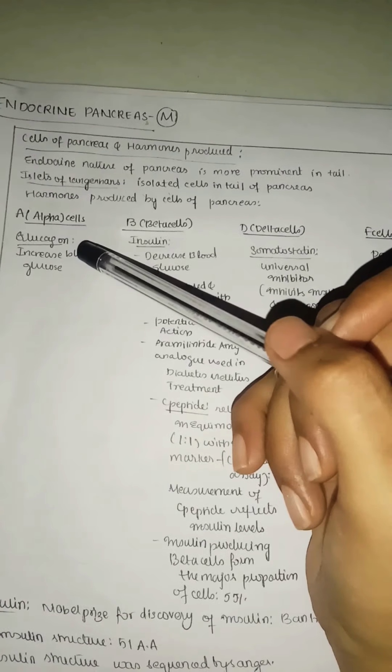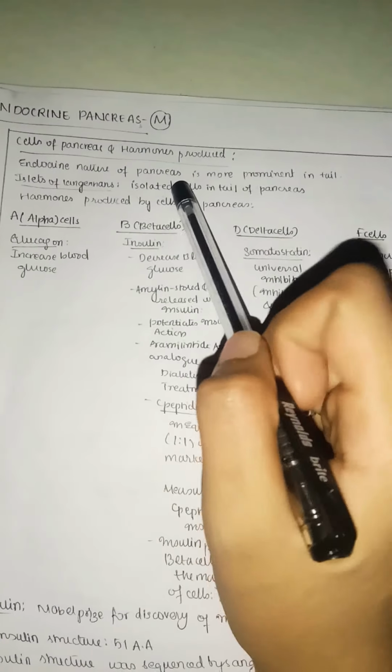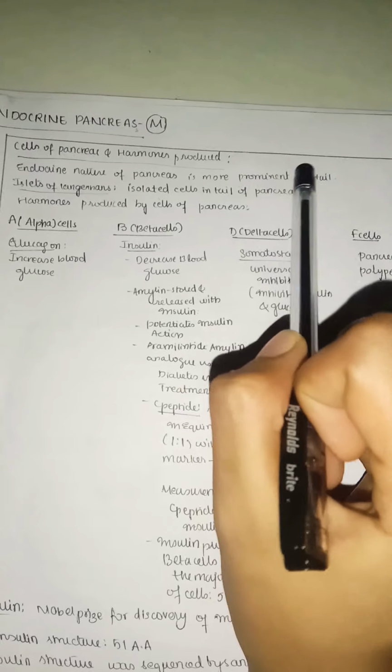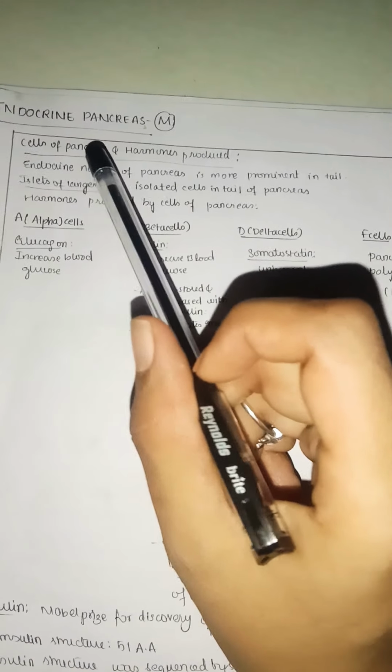So now we are at endocrine pancreas. The main cells of the pancreas and the hormones which are produced, we are going to discuss them today. The endocrine nature of the pancreas is more prominent in its tail part, according to anatomy. The tail part has some islands of cells, which are called islets of Langerhans.